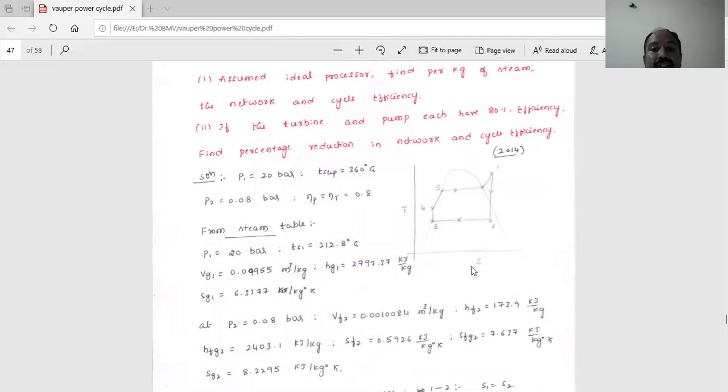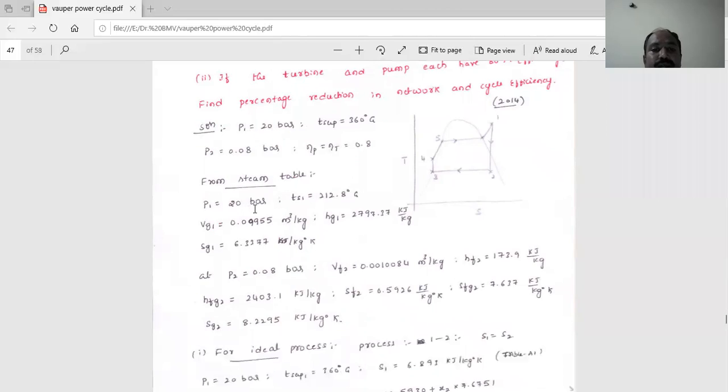Okay, this is the TS diagram with respect to the ideal condition. From the problem, P1 is equal to 20 bar. The superheated temperature is equal to 360 degrees centigrade. P2 is equal to 0.08 bar. Efficiency of the pump and turbine is 0.8. From the steam table, you should note down the values. P1 is equal to 20 bar, the saturated temperature is equal to 212.8 degrees centigrade.